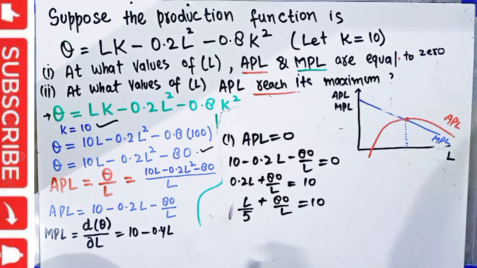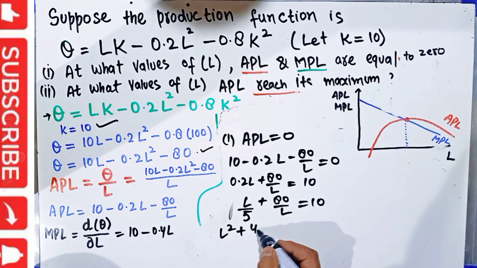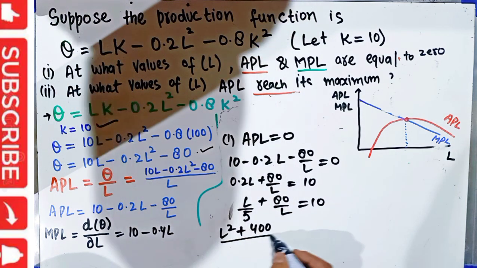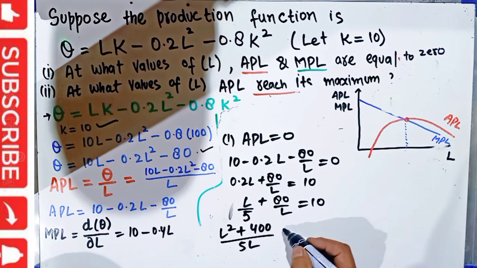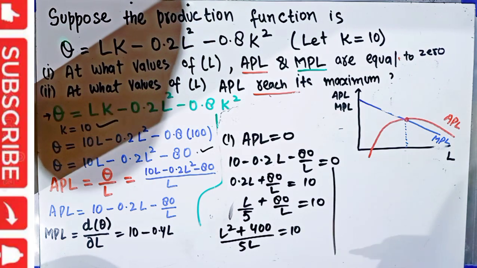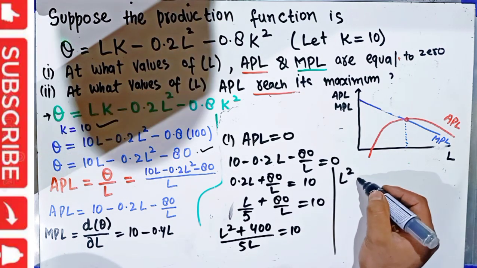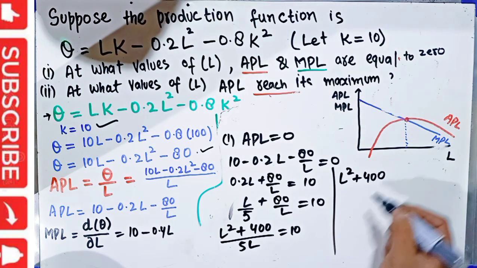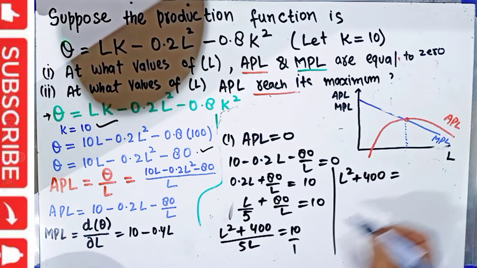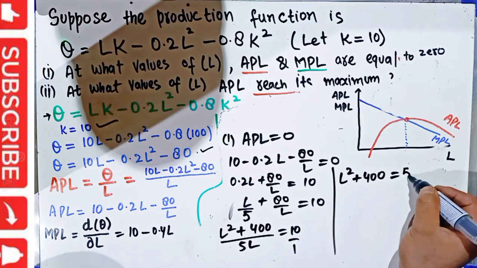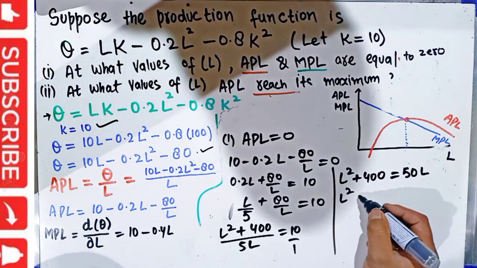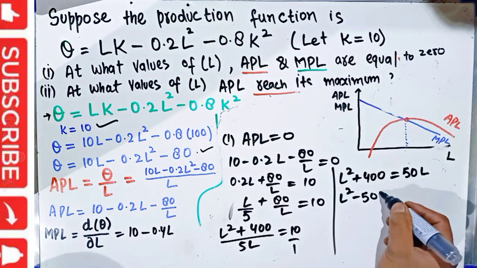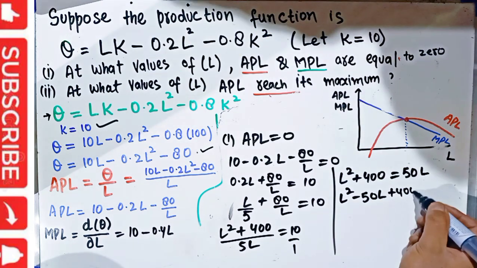Solving this, it becomes L² plus 400 (8 fives are 40, so 400), divided by 5L, is equal to 10. Again solving this, we have L² + 400 = 10 × 5L, which is 50L. Solving again, we get L² - 50L + 400 = 0.